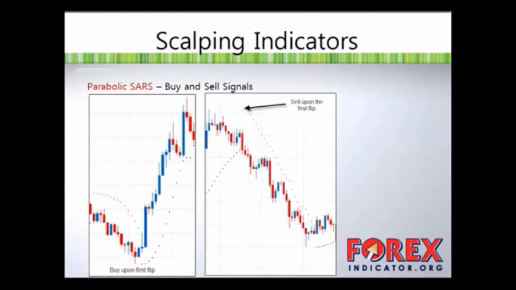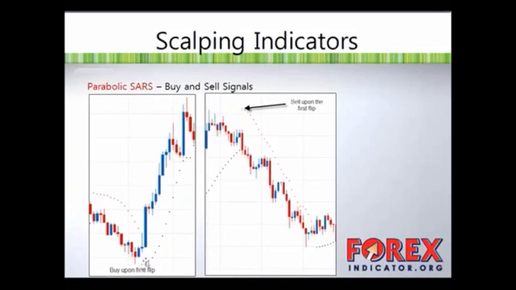The first indicator I'll talk about here is the parabolic SAR. This parabolic SAR serves as a buy and sell signal. So how does this work? Take a look at this picture here. Can you see the red color dots and the black color dots? When the dots are above the candle, it gives us a sell signal. When the dots are below the candle, it gives us a buy signal.